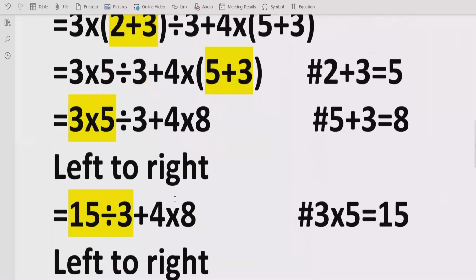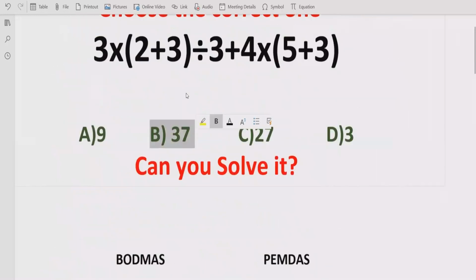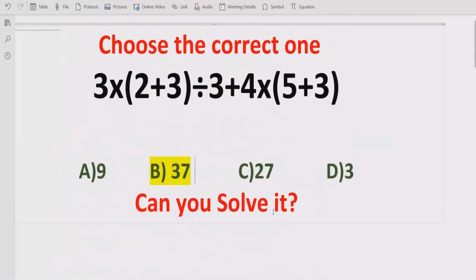If you see the answer list, answer B is the correct answer. I hope you understand how you can solve the given expression using the PEMDAS and BODMAS method and find out the correct answer. So that's it for today.